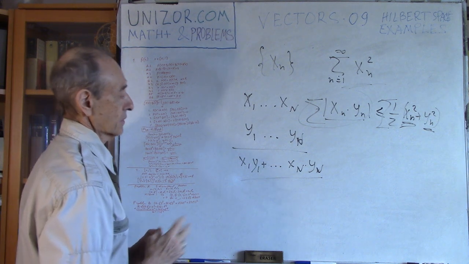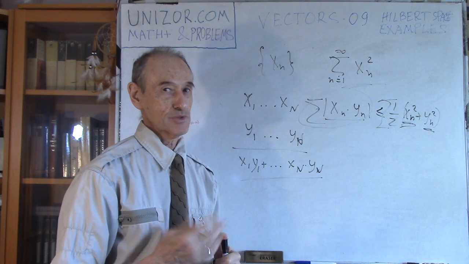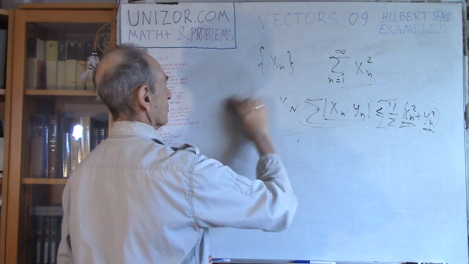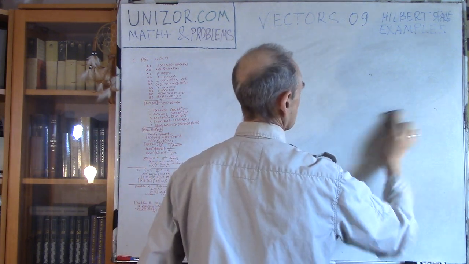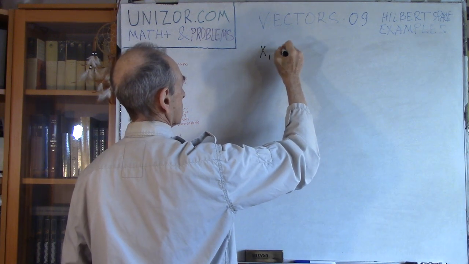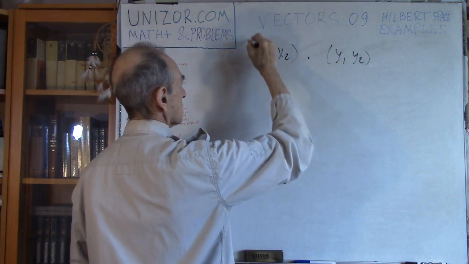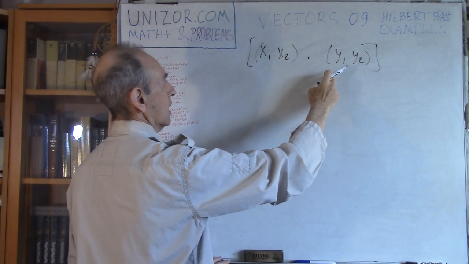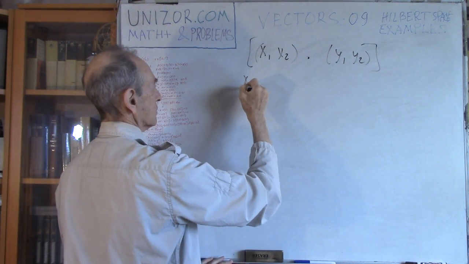Okay, now, are there natural, if you wish, spaces which are not really Hilbert spaces? And this is the subject of my very simple problem. What if you have two-dimensional vectors, just real vectors in two-dimensional space? If you have two vectors, x1, x2, and y1, y2, how do we define their scalar product? The normal scalar product is x1 times y1 plus x2 times y2, right? This is the normal scalar product. What I would like to do is define it differently.